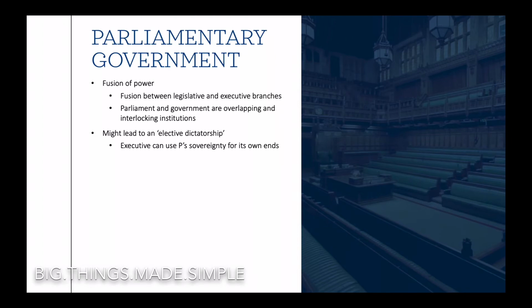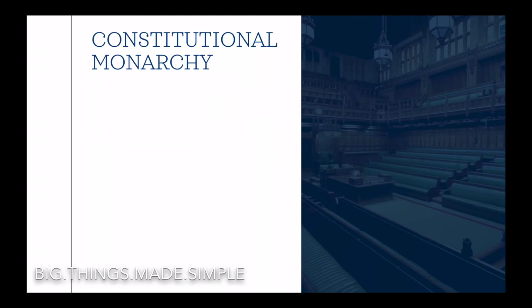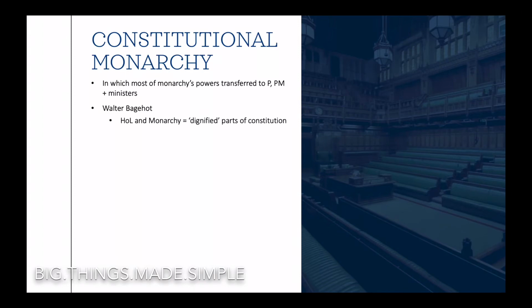Constitutional monarchy refers to the majority of the monarchy's power being transferred to the Parliament, Prime Minister, and government ministers. In the words of Walter Bagehot, "The House of Lords and the monarchy are dignified parts of the Constitution," wherein the latter promotes popular allegiance and serves as a symbol of political unity. He summed up the role of the monarch as having the right to be consulted, the right to warn, and the right to encourage. The House of Commons is the efficient part of the Constitution as the ruling and choosing house.